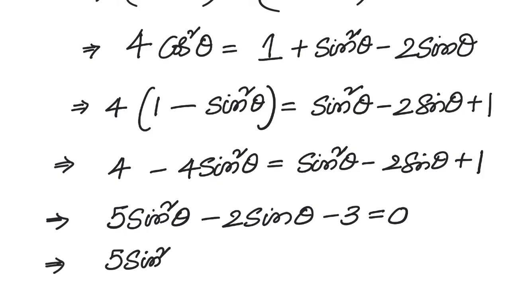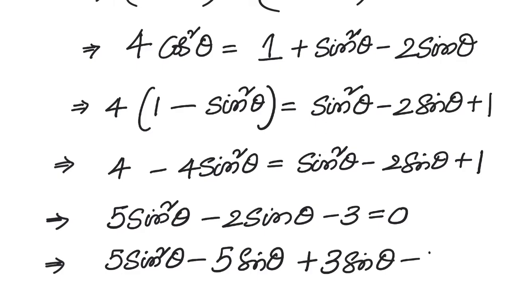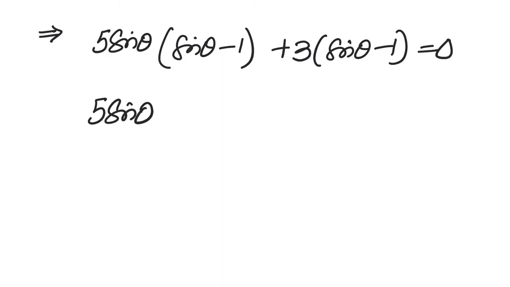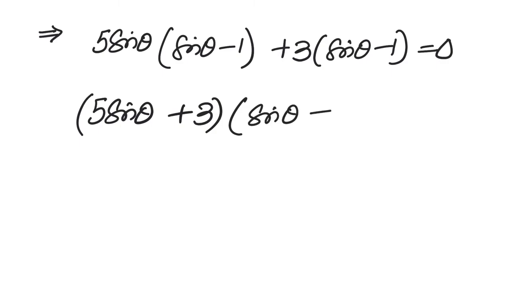Then the sum is minus 2 and the product is minus 15. So you can divide that into minus 5 and plus 3. So we can write down 5 sin square theta minus 5 sin theta plus 3 sin theta minus 3 equals 0. Now let us take 5 sin theta common from the first two terms. We will have 5 sin theta into (sin theta minus 1) plus we can take 3 common here. We will have 3 into (sin theta minus 1) equals 0. That will give us (5 sin theta plus 3) multiplied by (sin theta minus 1) equals 0.